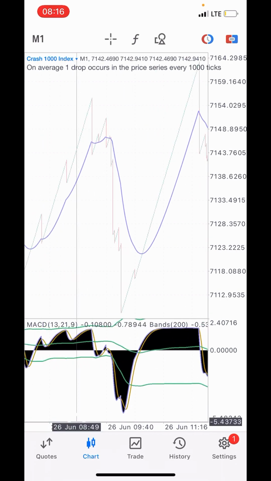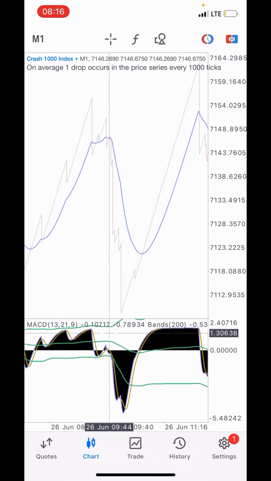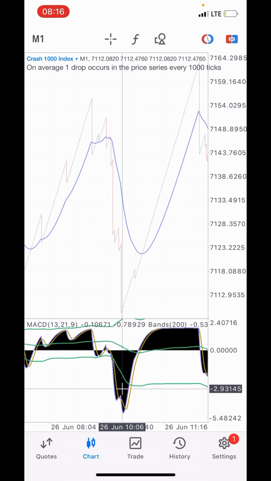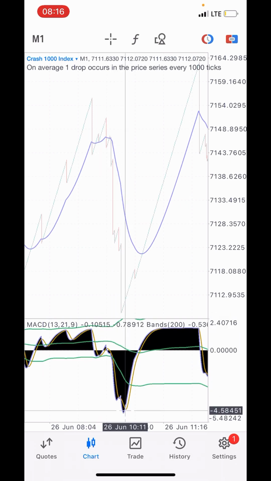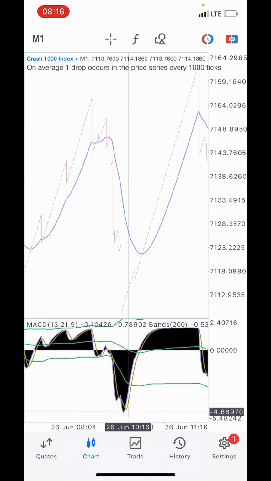Same thing happened here. This is the upper, the middle, and the lower Bollinger Band. Once there was a crossover here, there is a buy. So those are the things you have to look out for. That's the perfect entry once there's a crossover.